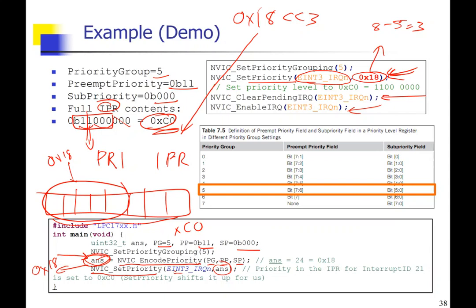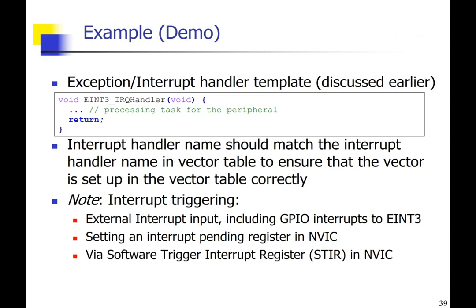Okay, so that's it. So the eventual value that is returned to the IPR by this function is hex C0, even though you are passing 18 to the function, because 18 will be shifted left by 3 positions before being returned. And then you have to create the exception handler. And I already gave you the guidelines for exception handler creation. So use that, and eventually when you are done with it, you return from the function.